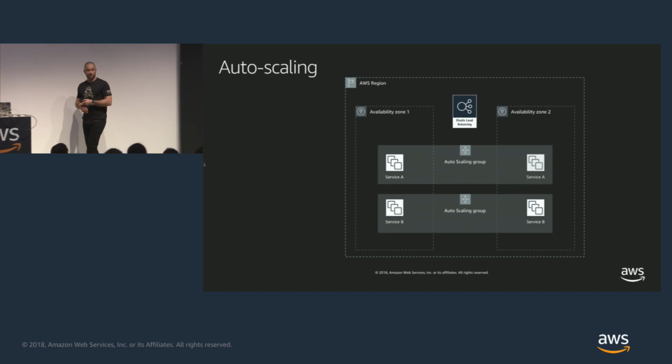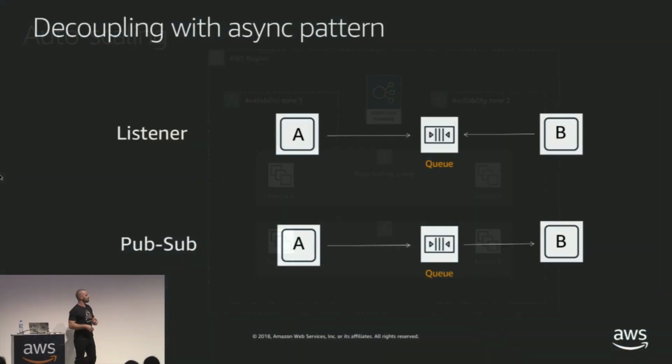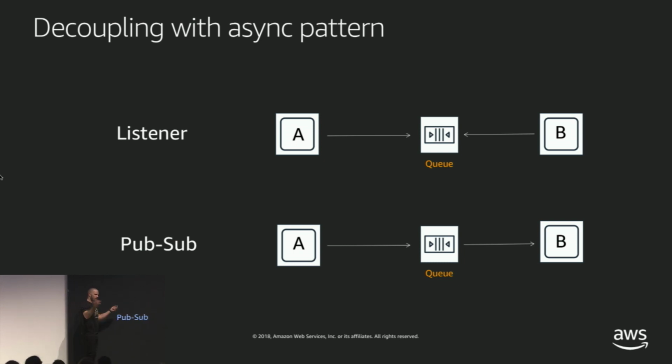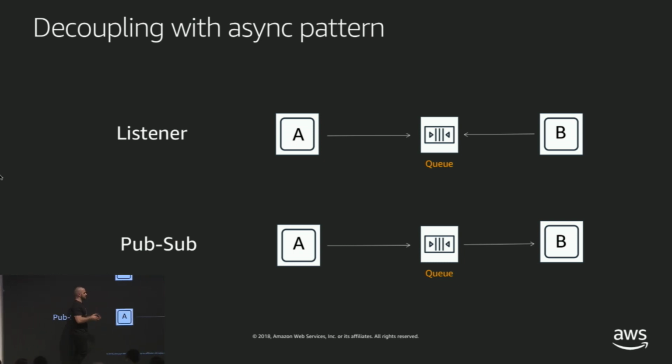Another interesting pattern, of course, I talked about auto-scaling, is decoupling, okay? We are talking about microservices all the time. What is very important is having A being able to talk to B without knowing B exists, right? So that actually the systems are totally decoupled. And there are a few ways to do that. My favorite one is to use queues, right?